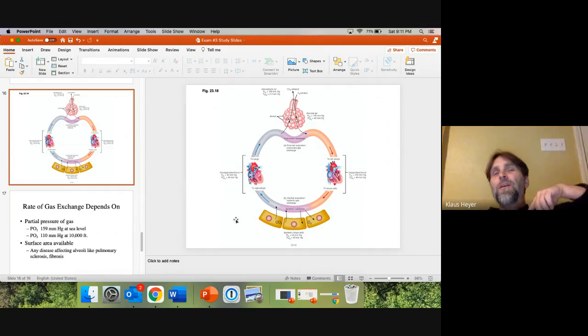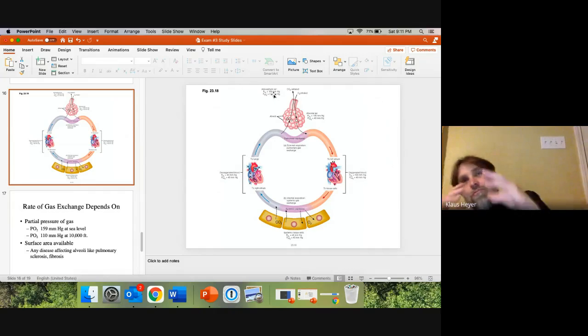Yeah, why not? You should know the outside. So the pressure outside depends on elevation, right? So at sea level, we'll call it 160, 159, 160. So gases always go from higher to lower pressure. I mean, that's what this slide is about.